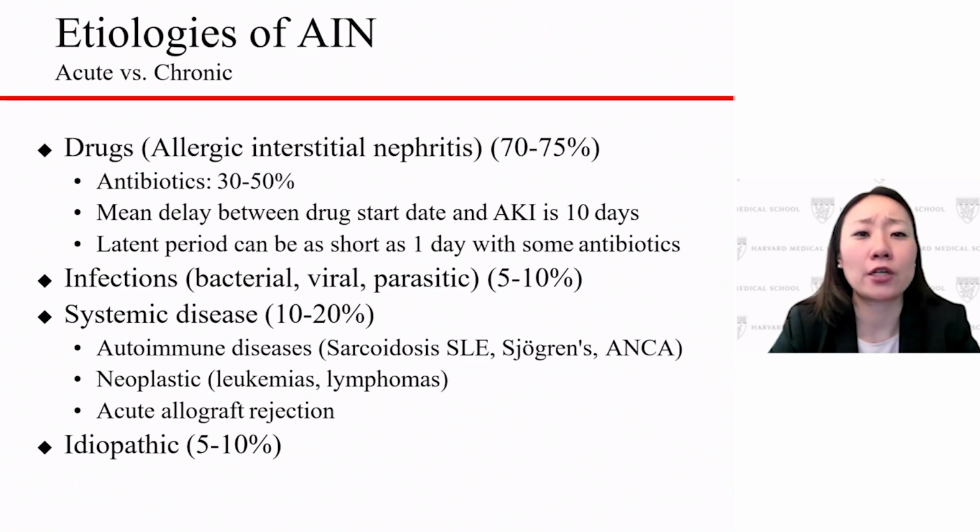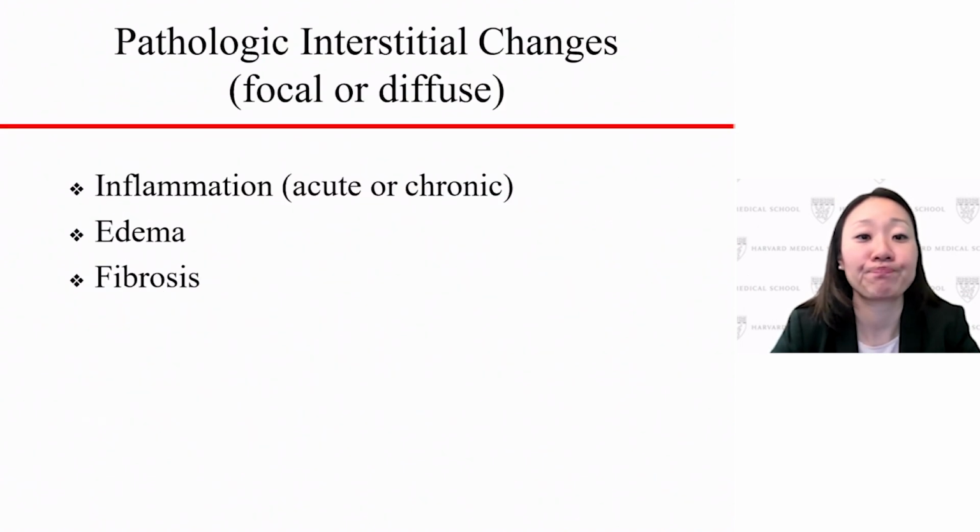The next major category are infections, and they can be bacterial, viral, or parasitic. Third, systemic diseases are another common cause of interstitial nephritis, including autoimmune diseases such as sarcoidosis, lupus, Sjogren's, and ANCA vasculitis. Neoplastic causes such as leukemias and lymphomas, as well as acute allograft rejection. And then finally, there is an idiopathic category, which is less common, accounting for approximately 5 to 10% of cases.